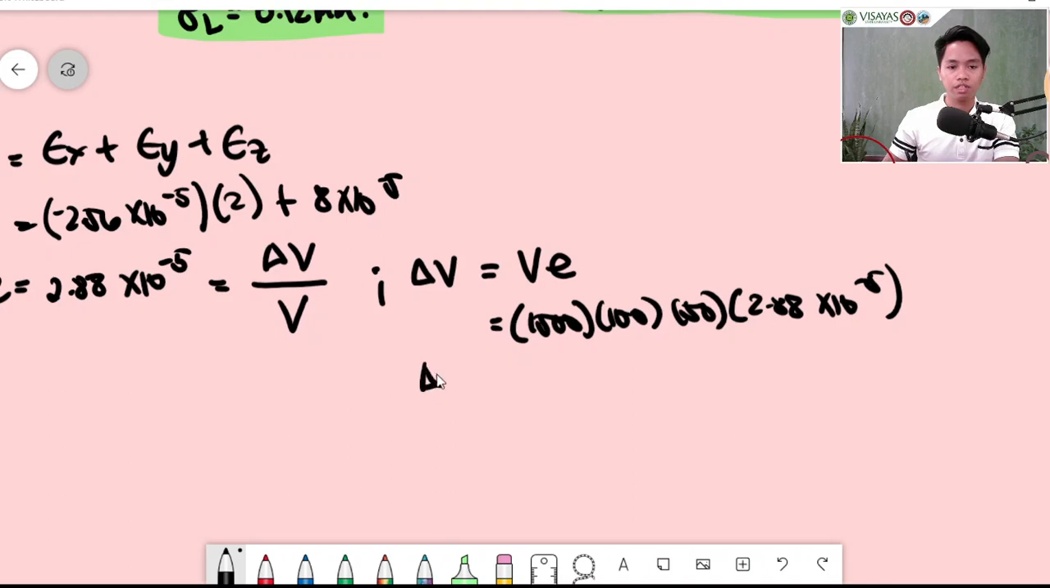So, what is our change in volume? 1/5 times 100 times 50 times 2.88 times negative 5. That would be 216 cubic millimeter. Kay cubic millimeter naman ni siya. So, therefore, this is our change in volume. So since positive man siya, so therefore ang ato ading volume is may increase due to the applied force, di ba? Due to the applied force which is 80 kilonewton, ni-increase ang ato ang volume.